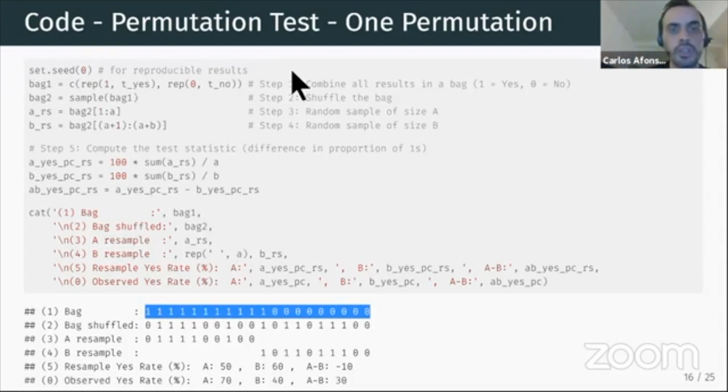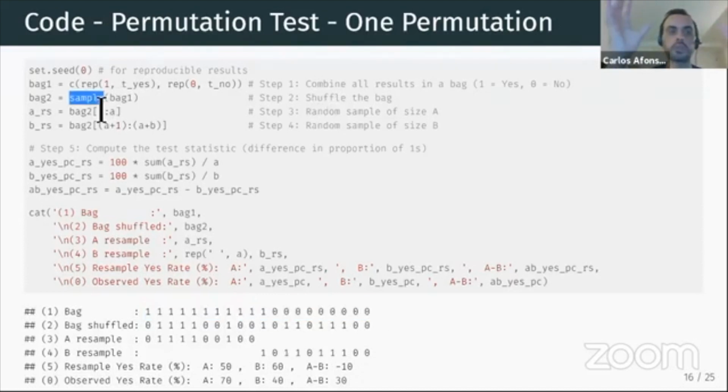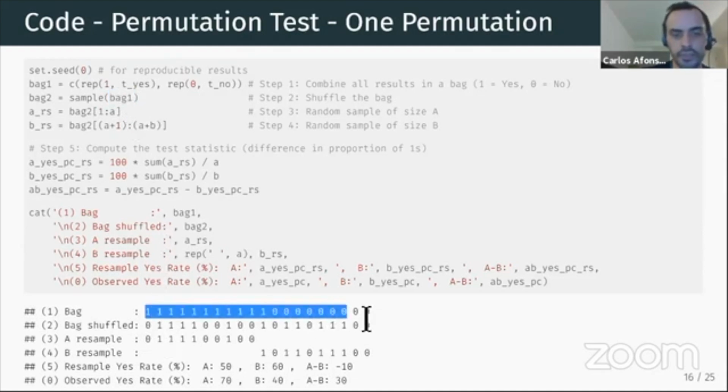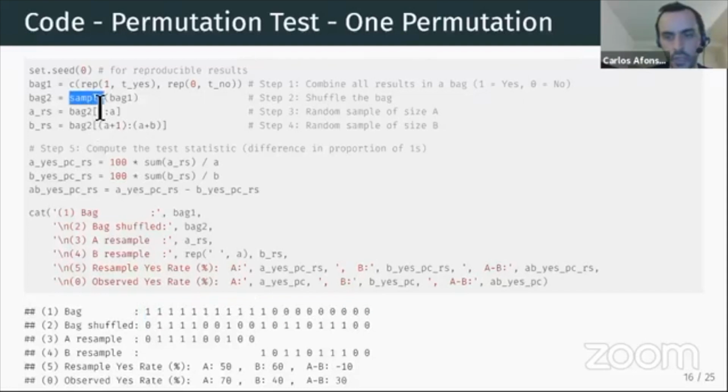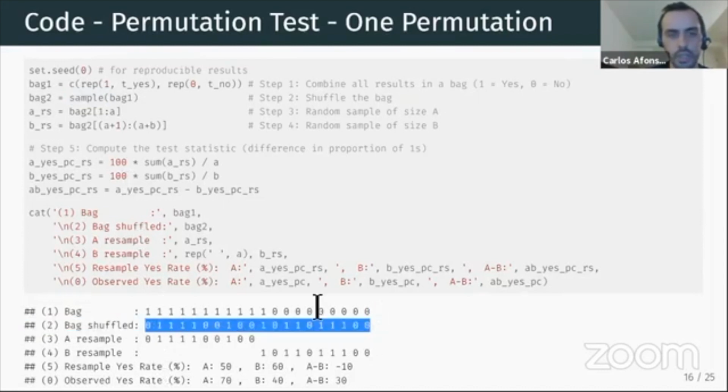Step 2 is to shuffle the bag. So use the sample function to do the shuffling, to produce a random sample of the parameter that we provide to the function. So it provides the bag 1, which is a very ordered vector of 1s and 0s. Sample is going to return us a random sample of that vector, and what you get is the shuffled bag. So we're getting here bag 2. Now you can see that the 1s and 0s have been shuffled.